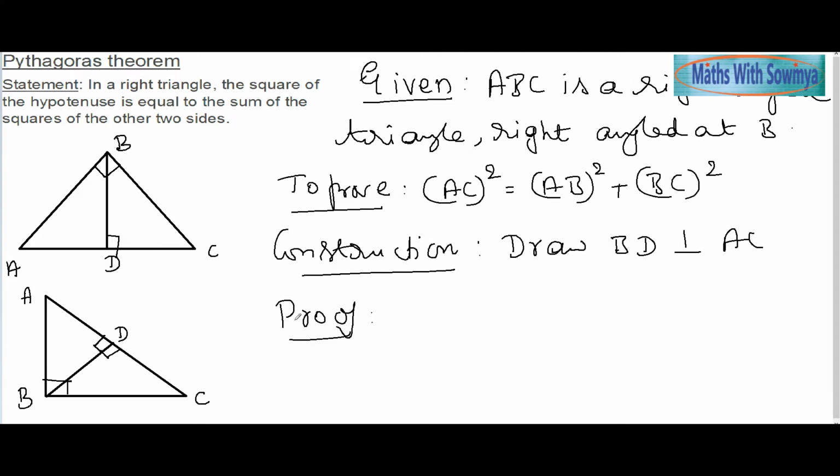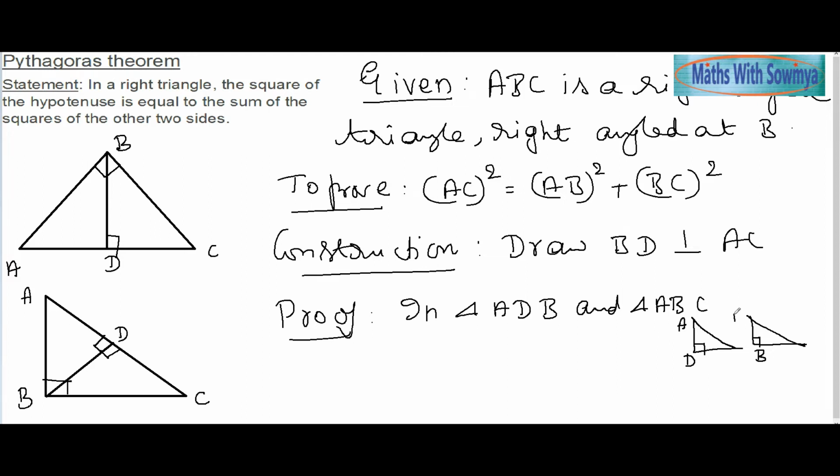Under proof, I will take the triangle ADB, this smaller one, and the bigger triangle ABC. If you want, you can draw a simple diagram here so that it will be easy for you to prove. In the smaller one D is 90 degree and in the bigger one B is 90 degree. In both of them A is common, so put it accordingly. The first one is ADB, so B comes here, ABC, C comes here. This will make the whole thing more clear.